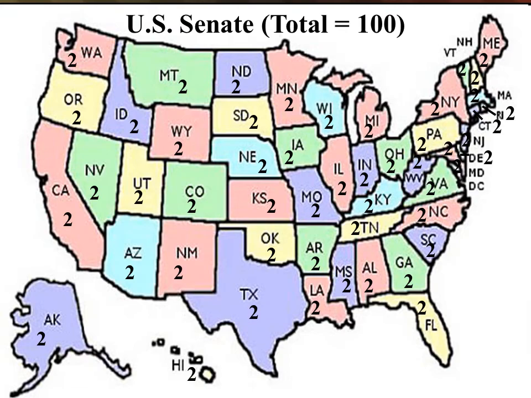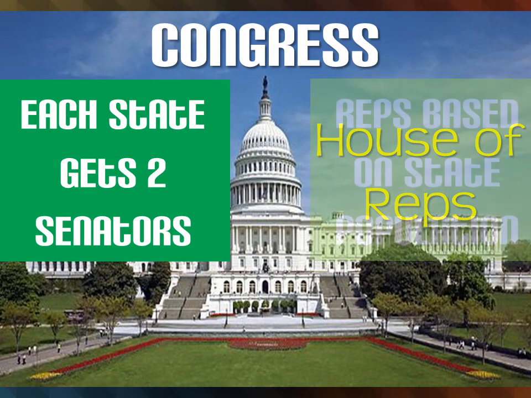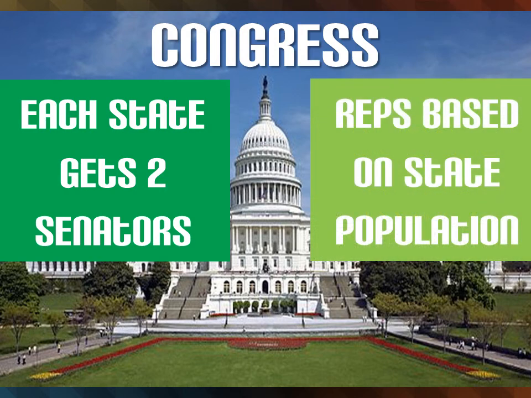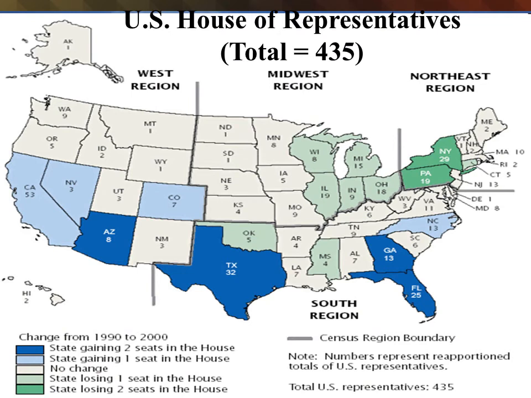just like here on the map. Now, in the House of Representatives, the number of representatives that each state gets is based on the state's population. So if you have more people in your state, you're going to get more representatives in the House of Representatives. Like on this map, you can see Texas has 32 representatives today. In the year 2015, Texas has 32 representatives in the House of Representatives, and this is because there are lots of people living inside Texas.